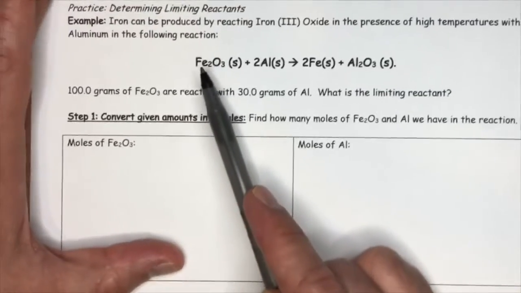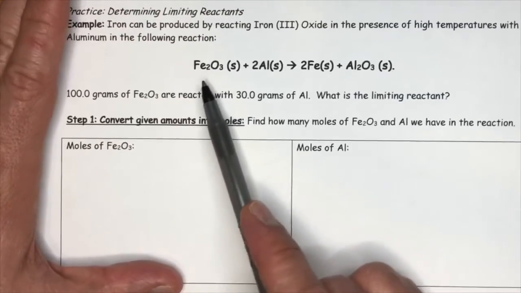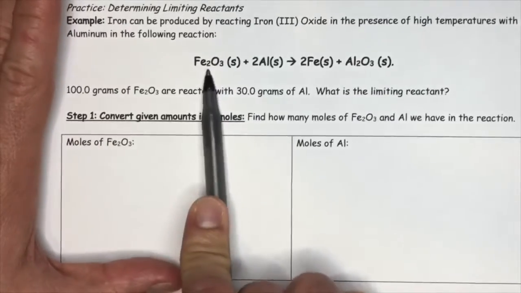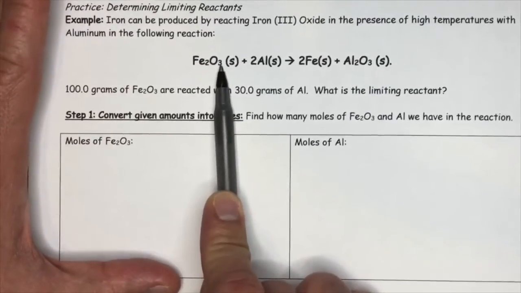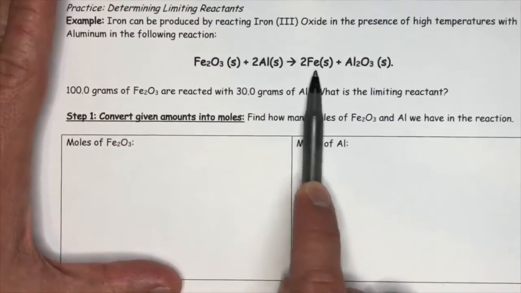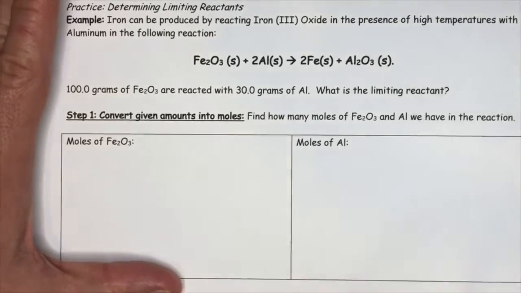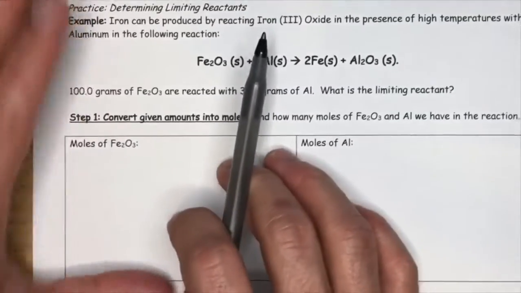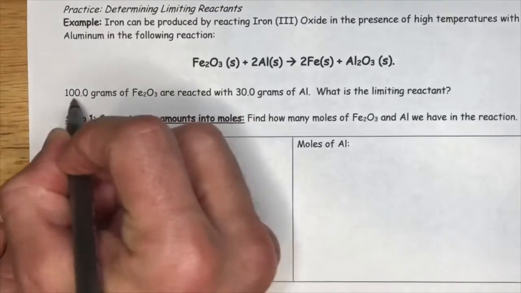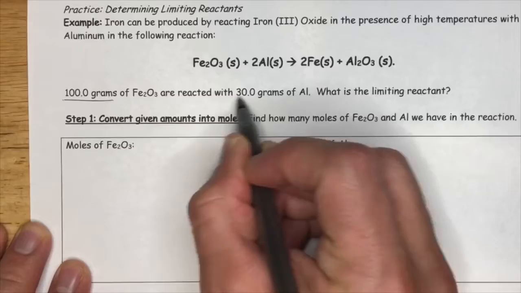This is a super cool reaction, by the way. Google it. It's called thermite. It's ridiculous. Okay, you take iron oxide, which is essentially rust, and react it with aluminum to produce iron and aluminum oxide. So the reaction uses 100 grams of Fe2O3 and 30 grams of Al.